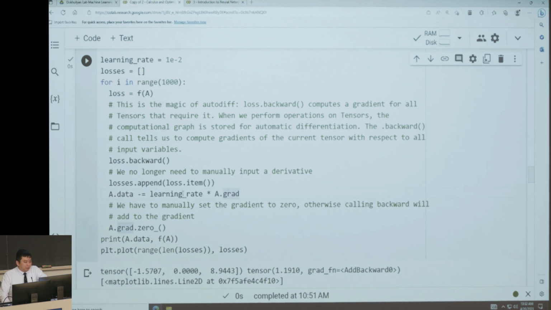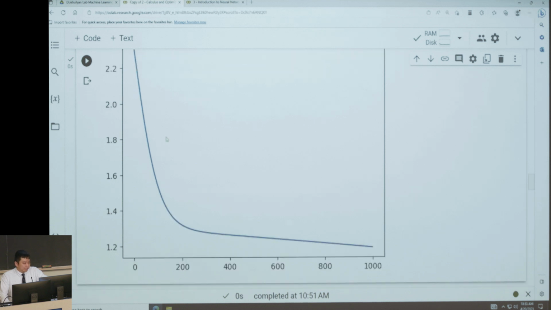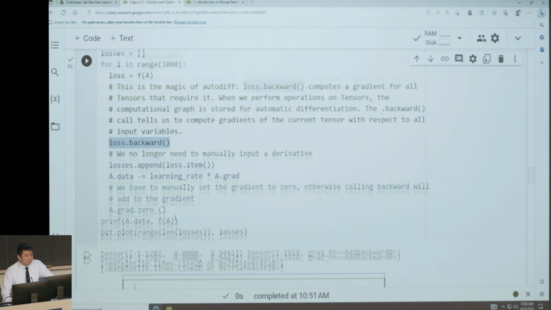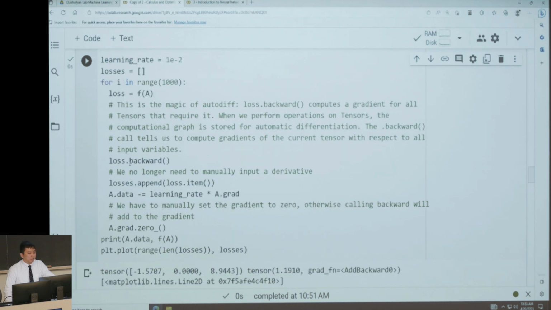So that means we just need to scale the gradient here by the learning rate. Again, go in the opposite direction to minimize the function. And you actually have to manually set this to 0. Otherwise, most of the time, it will just add the gradient of the next call when you perform this backward. OK, so you get basically the exact same curve as before. But notice here, we didn't have to write out the derivative of sine and y squared and log, right? We just called this backward.